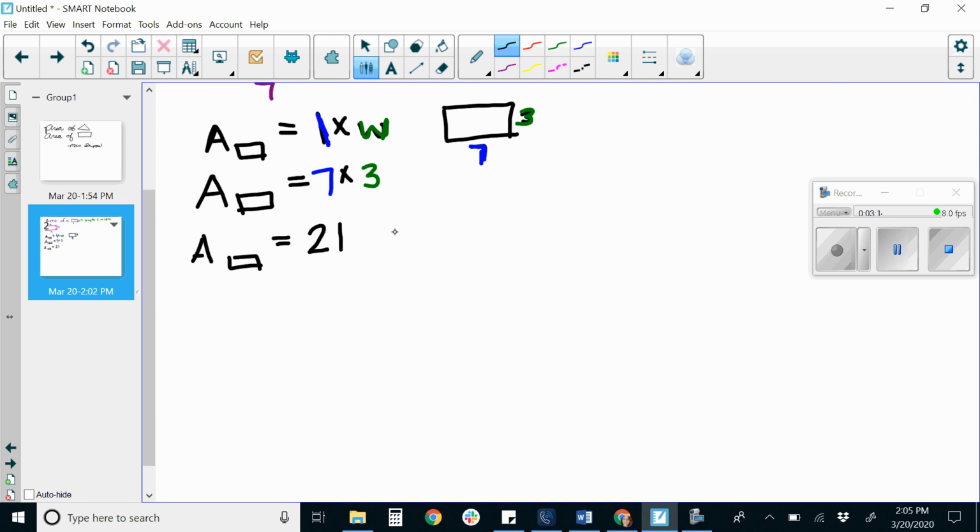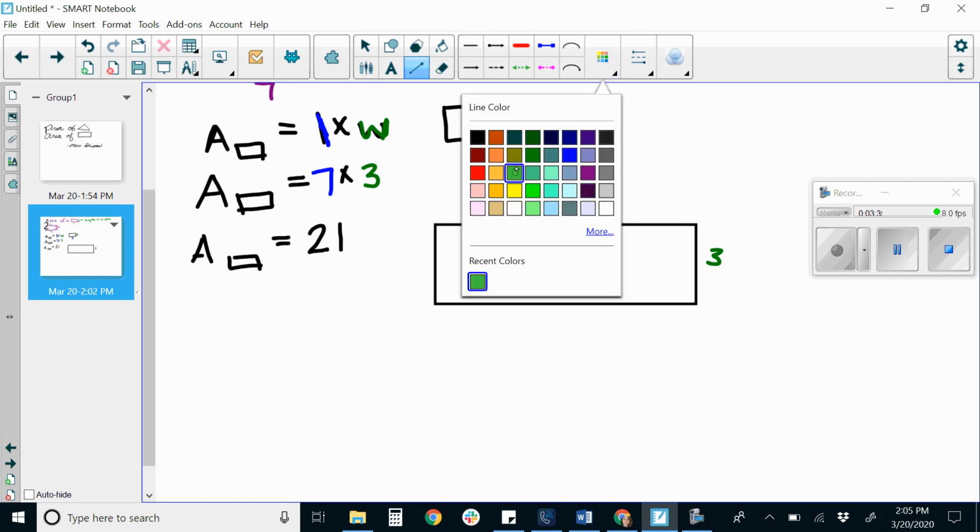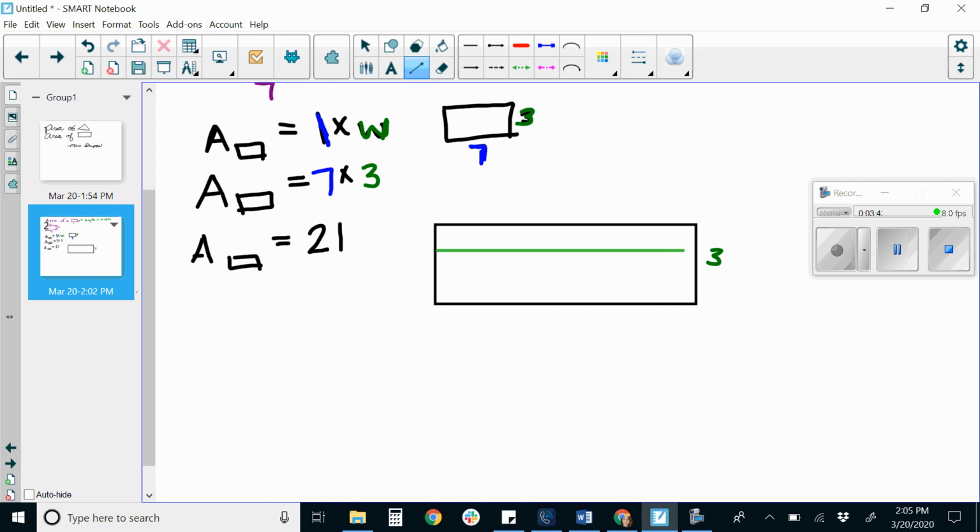What does that mean? I think sometimes we find area and we don't quite understand. So I'm going to use this tool here. I'm going to show you. If we have a rectangle and we say that this is 3, that means there's actually 3 rows on that side. Normally they should be perfect size, but I'm doing the best I can. 1, 2, 3. So the height is 3, or the width. Now the length is 7. So that means there's going to be 7 columns.